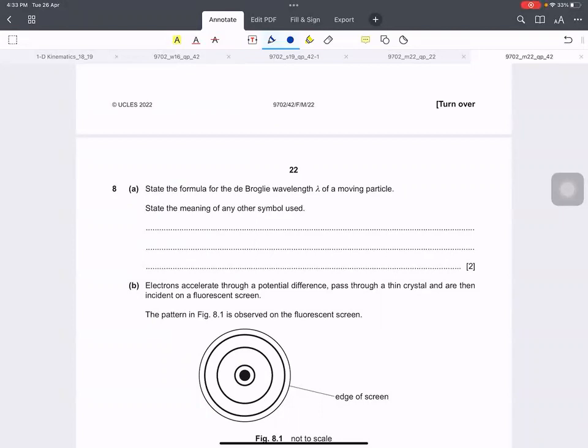Okay, then state the formula for de Broglie wavelength and state any symbol you use. So de Broglie is lambda equals h over p, and then you have to explain this: h is the Planck constant, and p is the momentum of the particle.